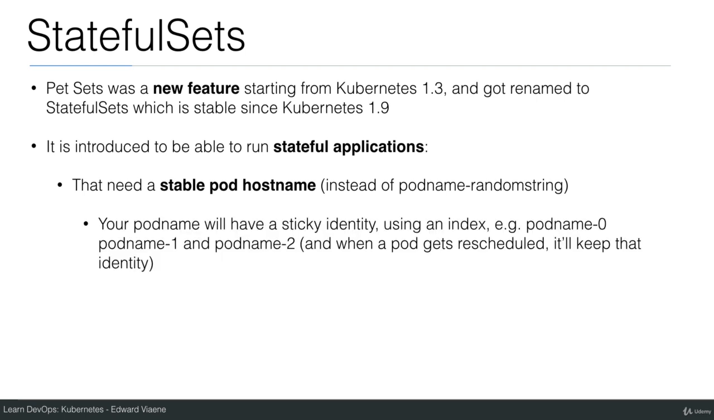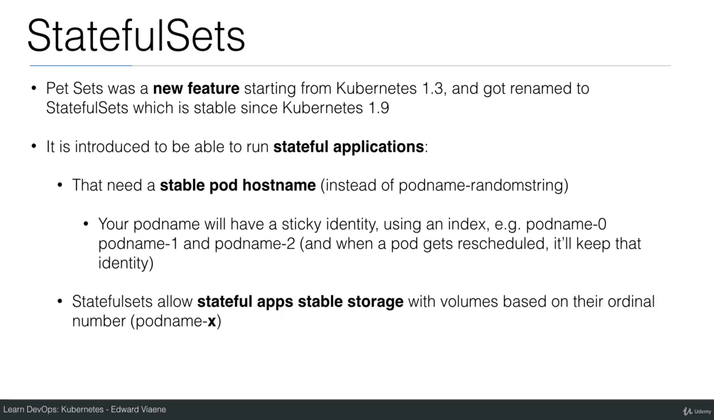Your pod name in a stateful set will have a sticky identity using an index. For example, pod name-0, pod name-1, and pod name-2. And when a pod gets rescheduled, it will keep that identity. So if pod name-1 gets rescheduled, it will still be pod name-1.